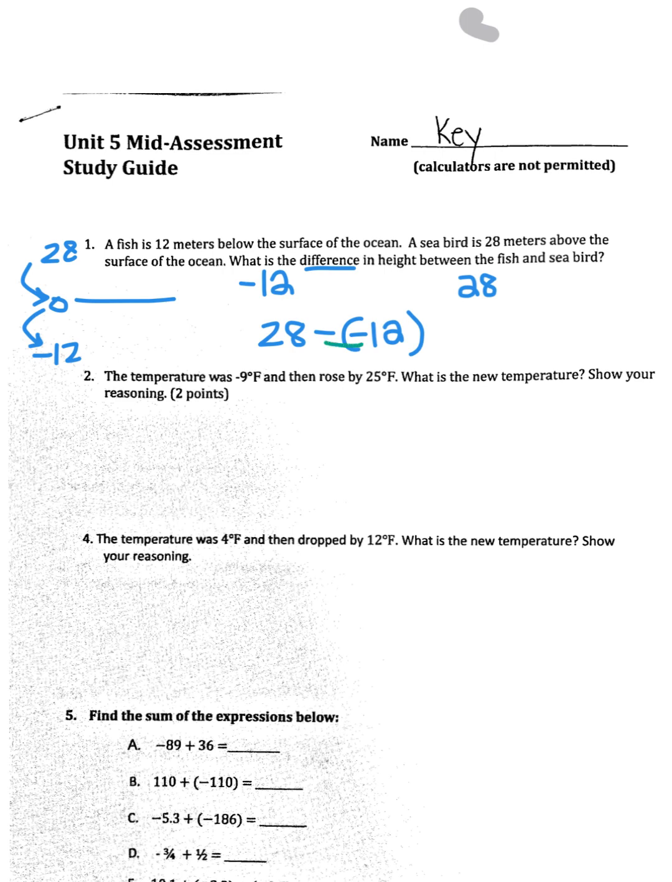All right, I have two signs here that become a plus. And then I can add like normal. 28 plus 12 is 40. So the difference between them is 40 meters.